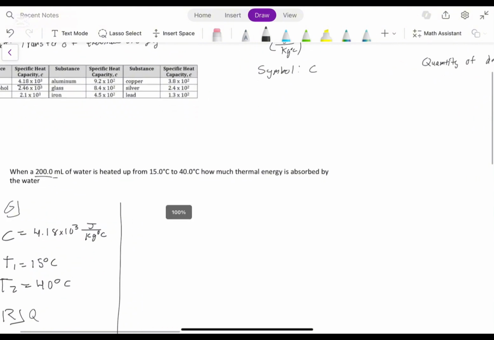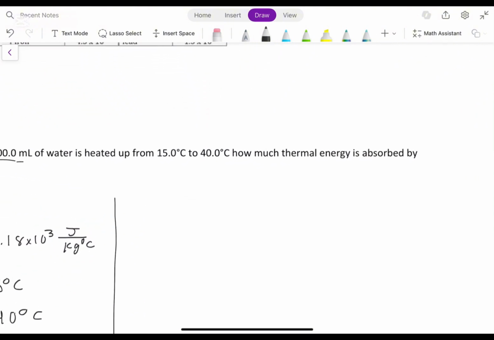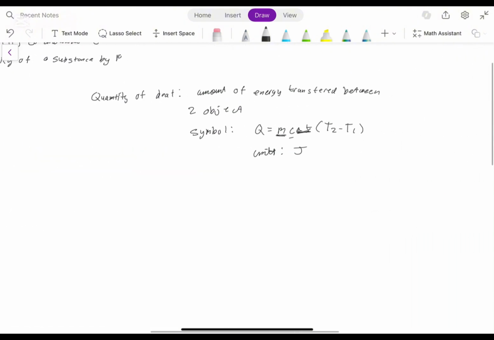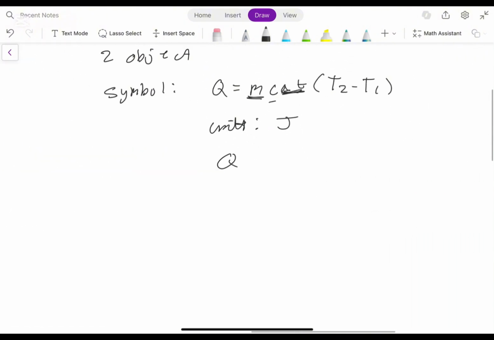Delta T does not mean what it meant before, where we did delta T is equal to time. This time when we're talking about delta T, we're talking about the change in temperatures. So T2 minus T1. That's what our delta T is. So our formula simplified is just equal to MC delta T, or Q is equal to MC T2 minus T1.